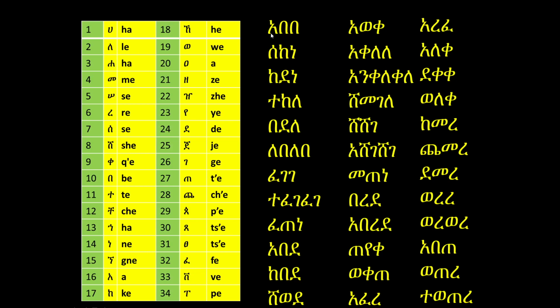On this screen as well, you can see on the first one አበበ. So maybe if you are a bit confused, say a, try to find it on the left side. Say a is number 16. B, look at the shape. B again. So a, B, B. አበበ ሰከነ ከደነ. So try to go through it.